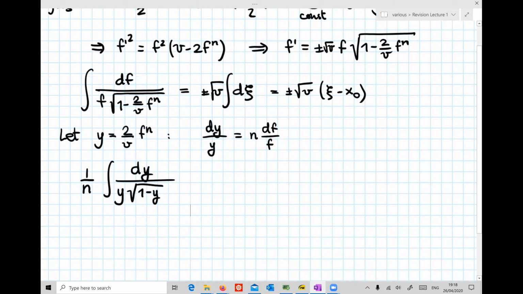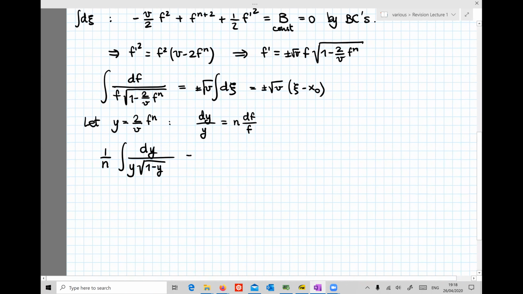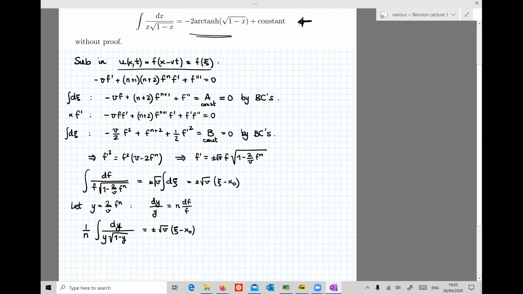So we get precisely the type of integral that we're given if I call the dummy integration variable y instead of x. So this is equal to plus or minus square root of v times xi minus x naught. So if we use the given integral, we obtain on the left-hand side minus 2 over n arctanh of root of 1 minus y, which was equal to 2 over v f to the n. And on the right-hand side, plus or minus square root of v xi minus x naught.